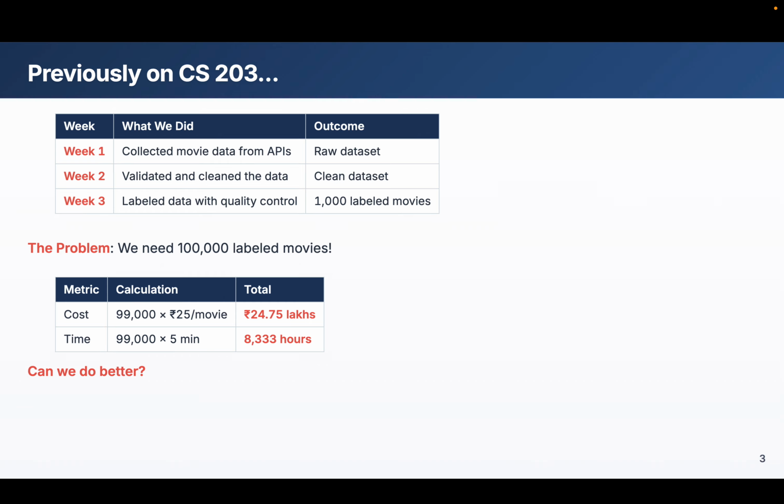So we'll first see where we were previously. In the first week, we saw how to collect the data. We also looked at different APIs. We looked at HTTP, GET, POST, different methods. Once we had collected the data, we looked at how we can validate and clean the data.